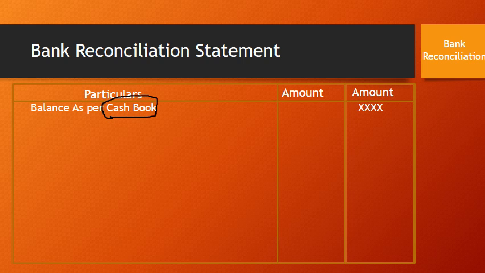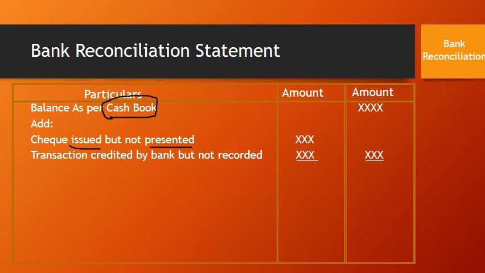So we take a balance, then we add checks issued but not presented, because when we issue a check, this reduces our balance, but this particular balance is not recorded in the bank because we have issued a check but it is not presented. And there are some transactions which are directly credited by the bank but not recorded. All these things we are adding here. So we get a revised balance of the cash book.